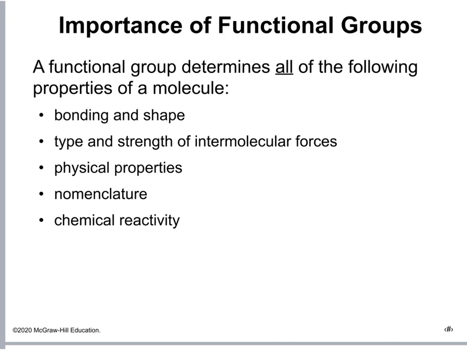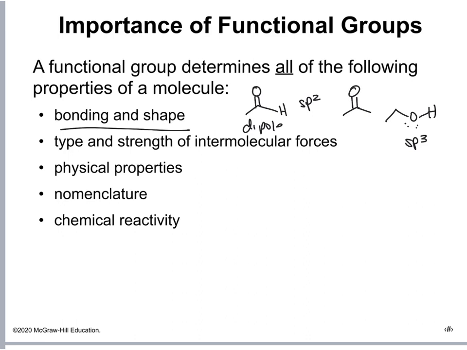Okay, a functional group determines all of the following properties of a molecule: bonding and shape. So that's like hybridization. You'll find that aldehydes are sp2 carbons, and they're flat, just like a ketone. You'll find that an alcohol is an sp3. These are dipole-dipole. And so where's the dipole located? Towards the carbonyl.